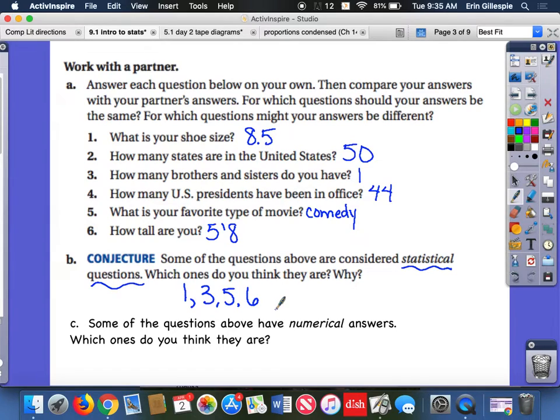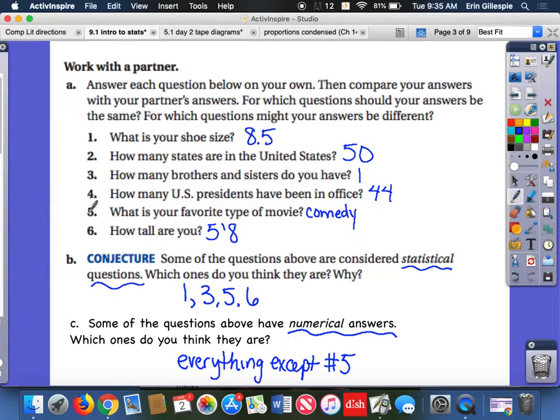Part C says some of the questions above have numerical answers. Which ones do you think they are? So if you notice, they all have numerical answers except for number 5, right? So everything except for 5. I brought that up because on your project, you're going to have to come up with a statistical question of your own that also has numerical answers.